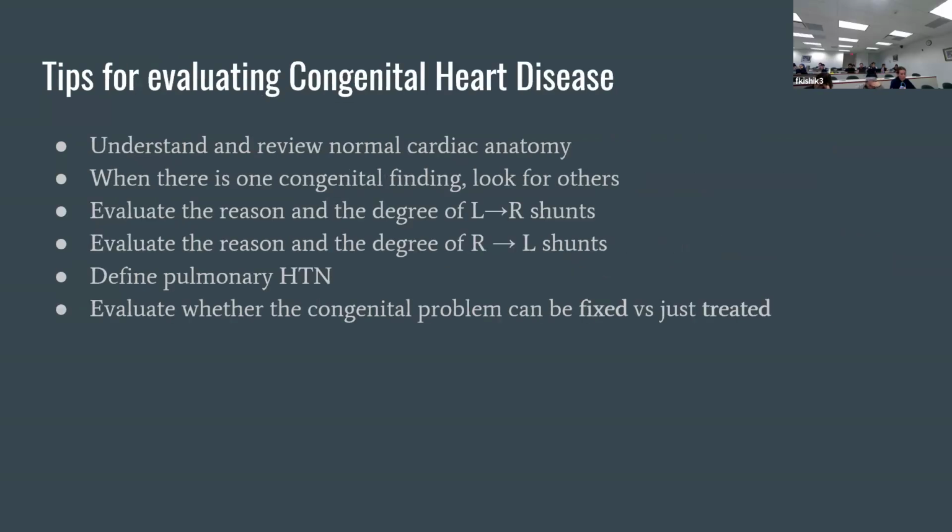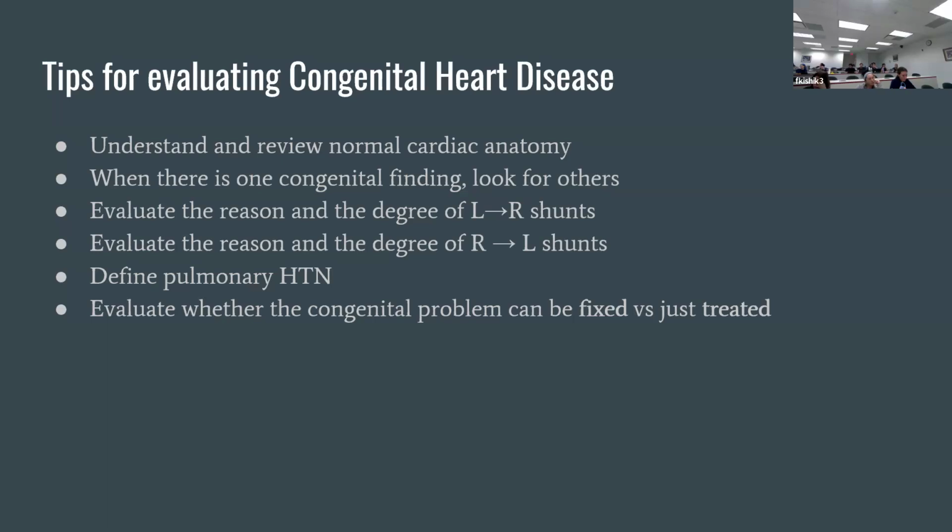Tips for evaluating congenital heart disease. Like I said, we're going to understand and review normal cardiac anatomy. When there's one congenital finding, look for others, because sometimes they can clump together. They could be a syndrome. They could be a sign of another genetic disorder, not just isolated. We're going to evaluate the reason and the degree of left to right shunts and right to left shunting. We're going to define pulmonary hypertension. And then we're also going to talk about whether the congenital problem can be fixed, surgically corrected, or just treated.